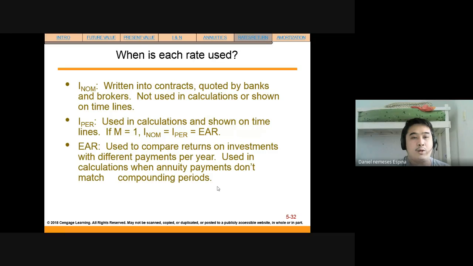So the effective annual return is used to compare. If you are borrowing, you look for the lower effective annual return. If it's an investment, look for the higher effective annual return.